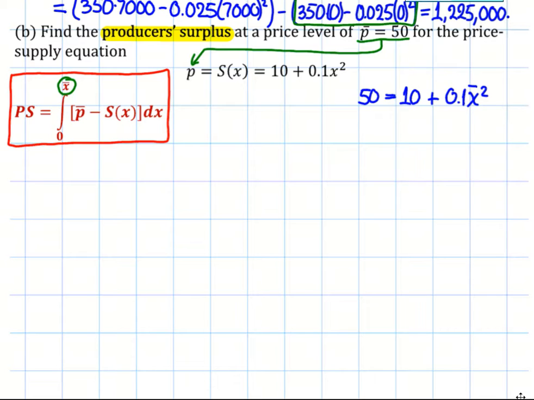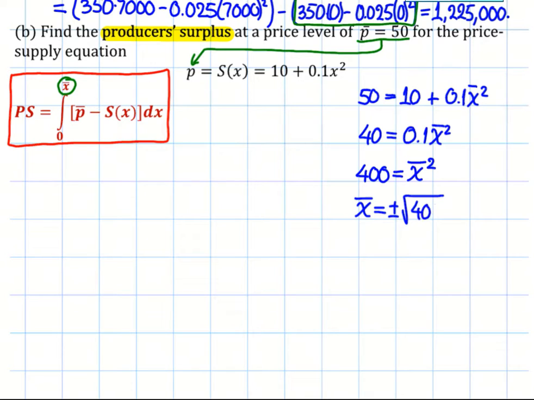Subtract 10 on both sides. We have 40 equal to 0.1 x bar squared, and then divide by 0.1. We have 400 equal to x bar squared. Taking the square root on both sides, X bar equal to plus or minus the square root of 400. By the way, since x is the quantity, it cannot be negative, so we only take positive values here. So that will be equal to the square root of 400, which is 20. So x bar is equal to 20.